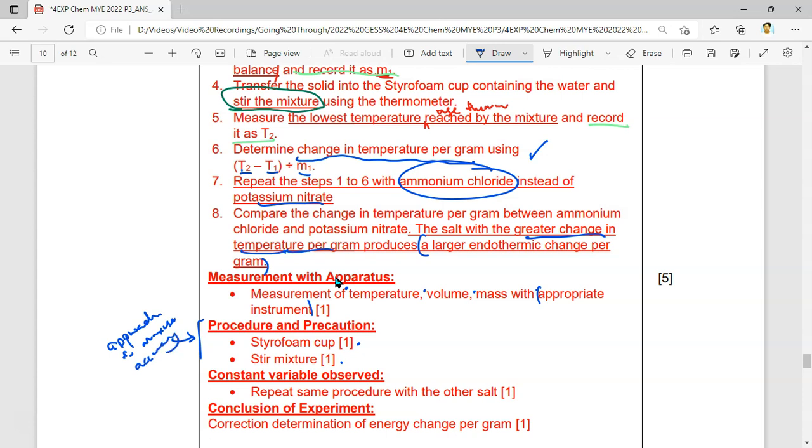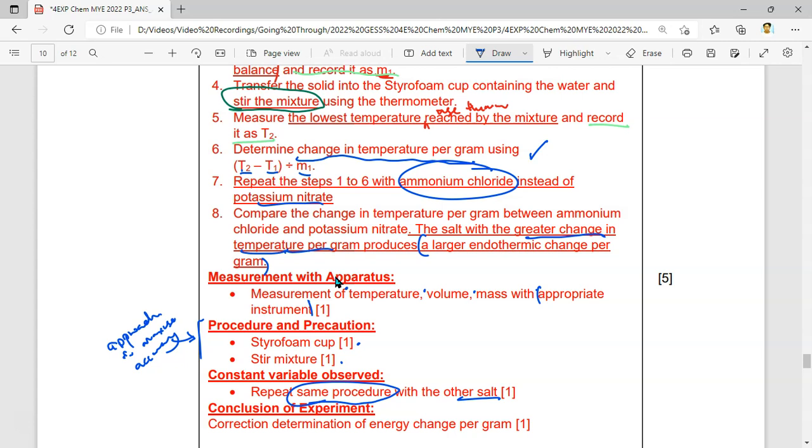Next, constant variable observed. So you repeat the same procedure with the other salt. It's not just about saying, add another salt. You need to say you repeat the same procedure with the other salt. That's a constant variable observed, right? When doing an experiment, your constant variables are observed so that you can have an accurate, reliable comparison.